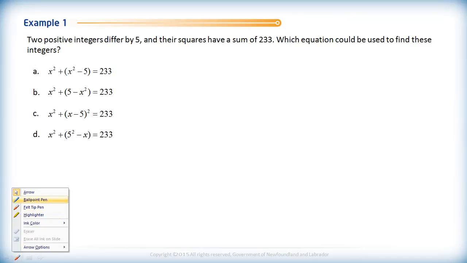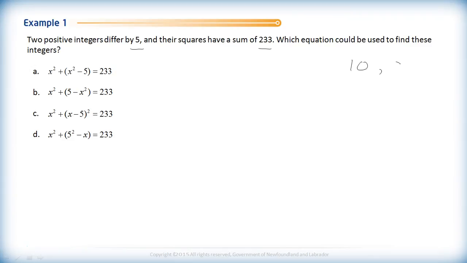All righty. First one says, two positive integers differ by 5, and they have a sum of 233. Two numbers differ by 5, so that'd be like 10 and 5, or 7 and 2. So how could we represent those? Let's say the first one is x. How would we get the other one? Well, we'd subtract 5 from it, x minus 5. So those are two positive integers that differ by 5. It says which equation could be used to find these integers?